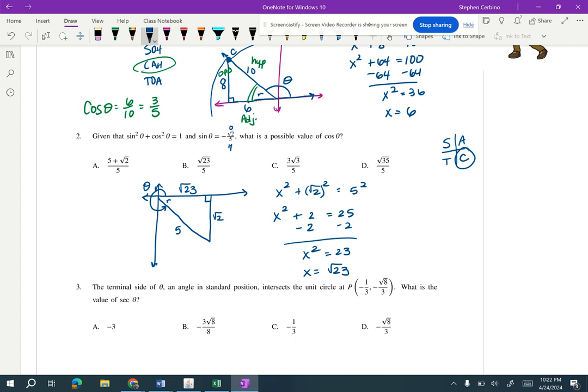So now again, if we use SOHCAHTOA, we're talking about cosine because that's what they want. It's the adjacent over the hypotenuse. Well, if we're talking about this reference angle, the adjacent is here, the opposite is here, and the hypotenuse is 5. So we're talking about the square root of 23 over 5. Again, I didn't need this at all.